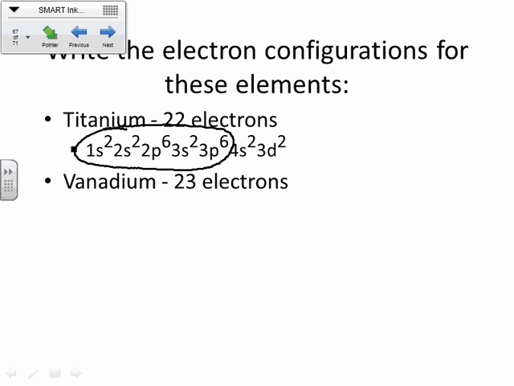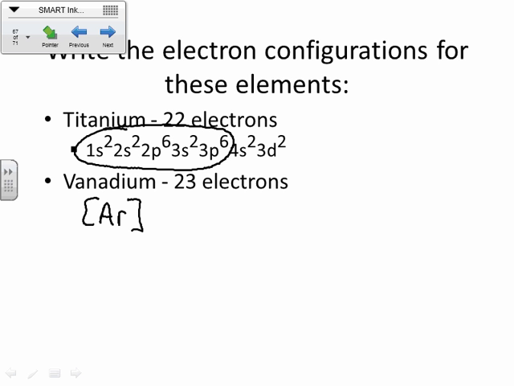Everybody see that? Okay? So what you can do, instead of writing all of this, is put Ar in brackets, and that means this. It means 1s2, 2s2, 2p6, 3s2, 3p6. It's called noble gas abbreviation. You just pick the last noble gas before the element that you're dealing with, put it in brackets, and then you can start there.